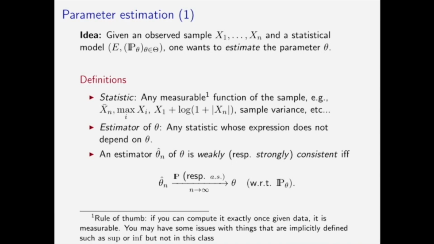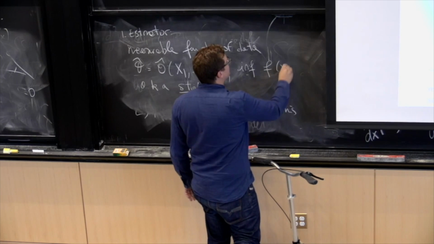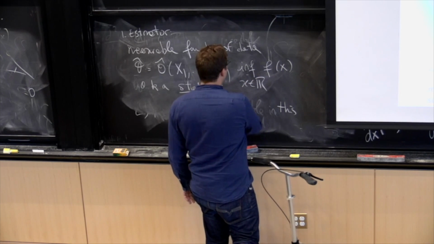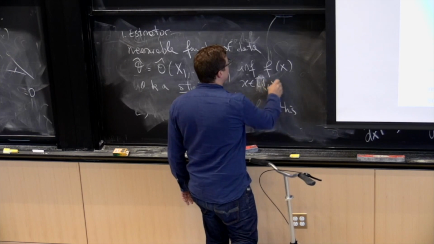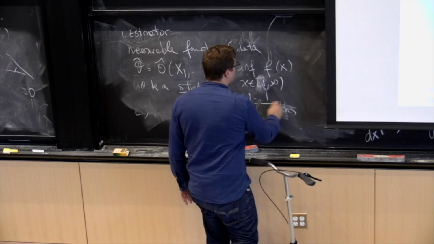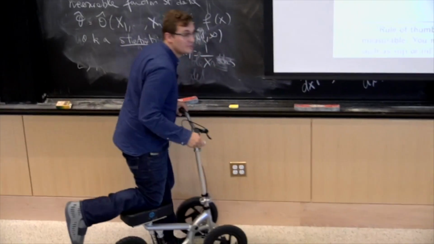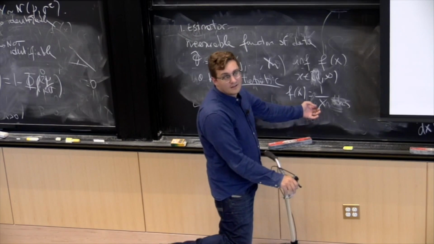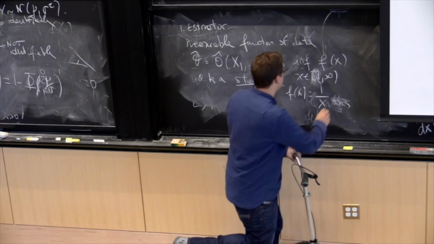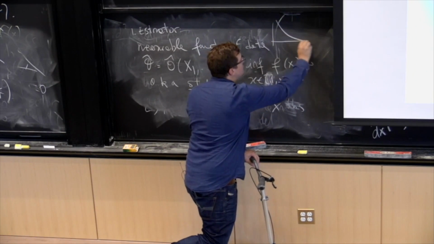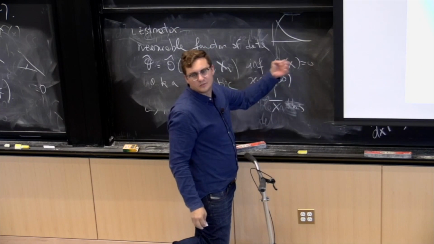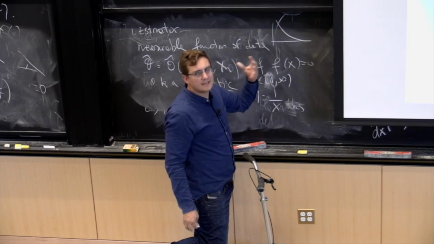sup or inf. Anybody know what a sup or an inf is? It's like a max or a min, but that's not always attained. So if I look at the infimum of the function f of x for x on 1 to infinity, and f of x is equal to 1 over x, then the infimum is the smallest value it can take, except that it does not really take it. It's 0. Because 1 over x is going to 0, but it's never really getting there, so we just call the inf 0, but it's not a value that it ever takes.